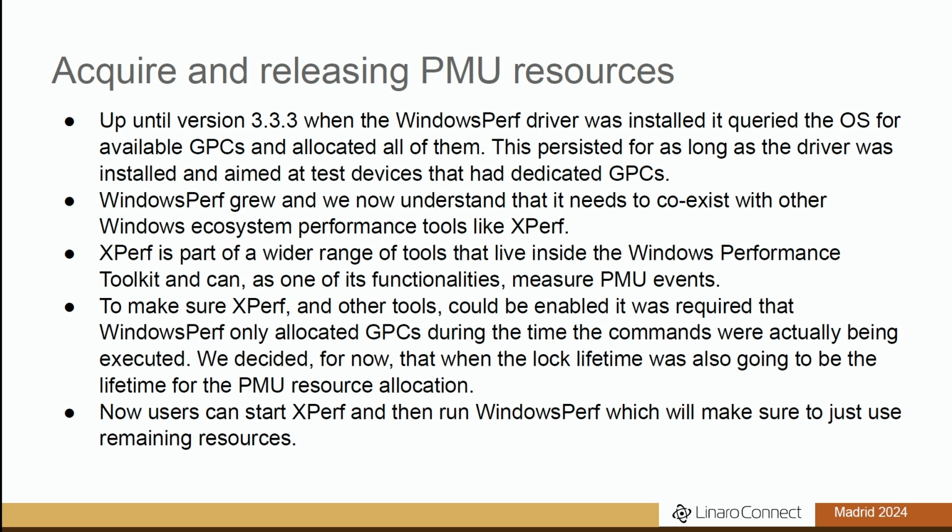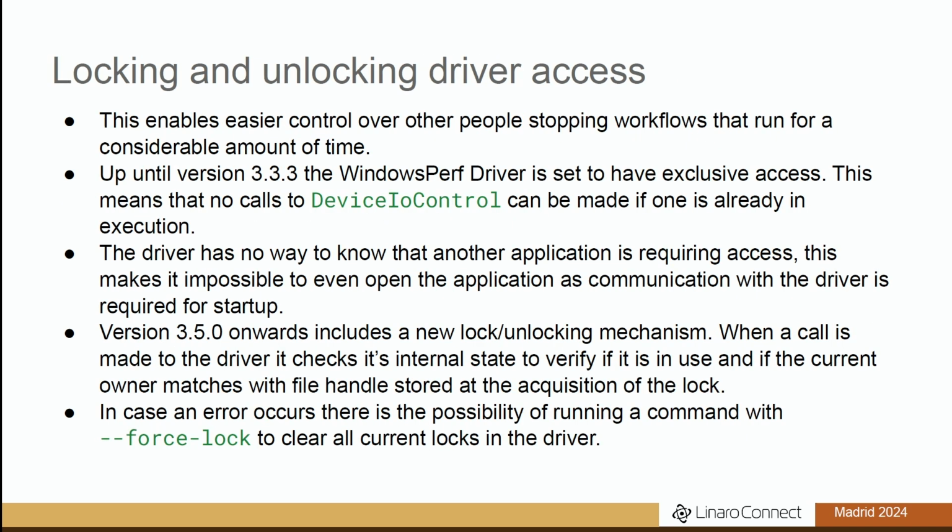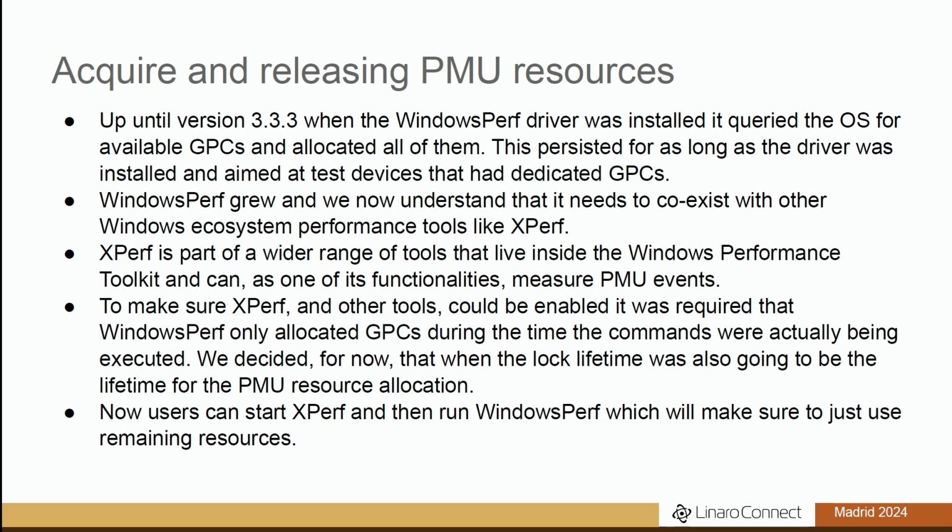And what acquire and release is doing is actually, every time the session starts from the lock and unlock, it acquires all available GPCs. And every time it finishes, it releases all of them. So without this, when you wanted to run XPerf, you actually had to uninstall WindowsPerf, start XPerf, install WindowsPerf, then start to run it. So now all you have to do is just start WindowsPerf, and it will grab all the available GPCs and just run it. And so XPerf can run along WindowsPerf just fine.